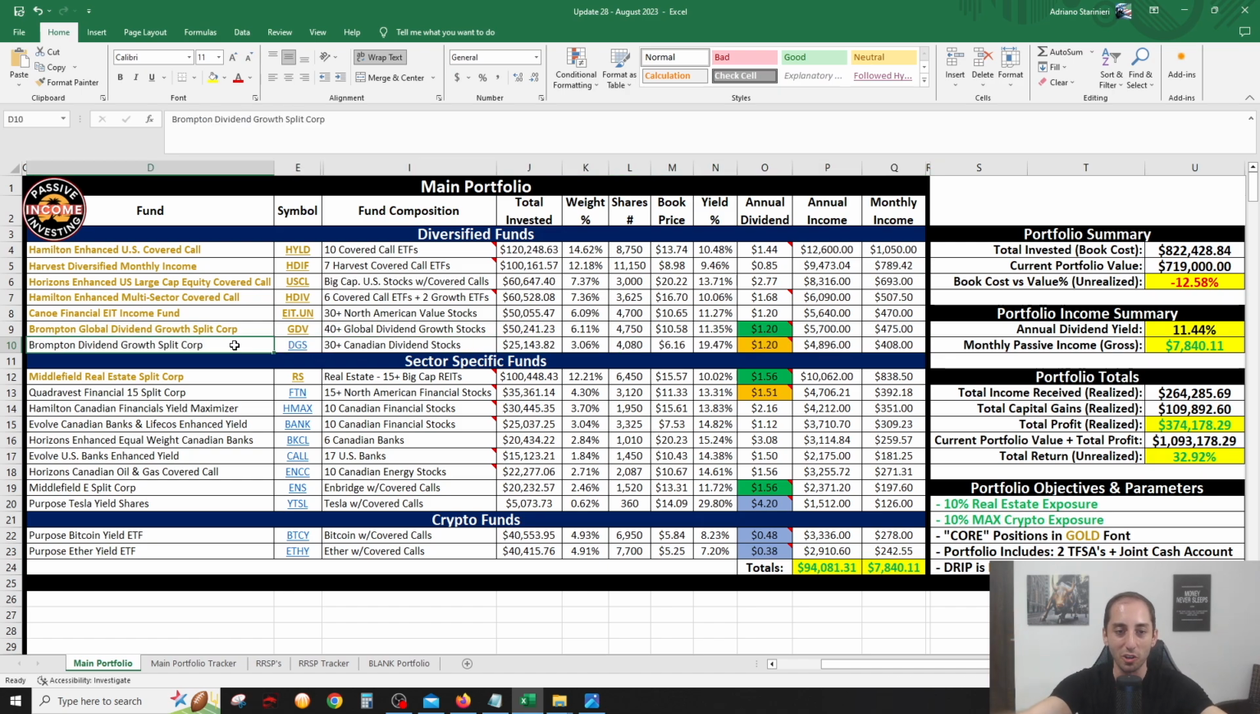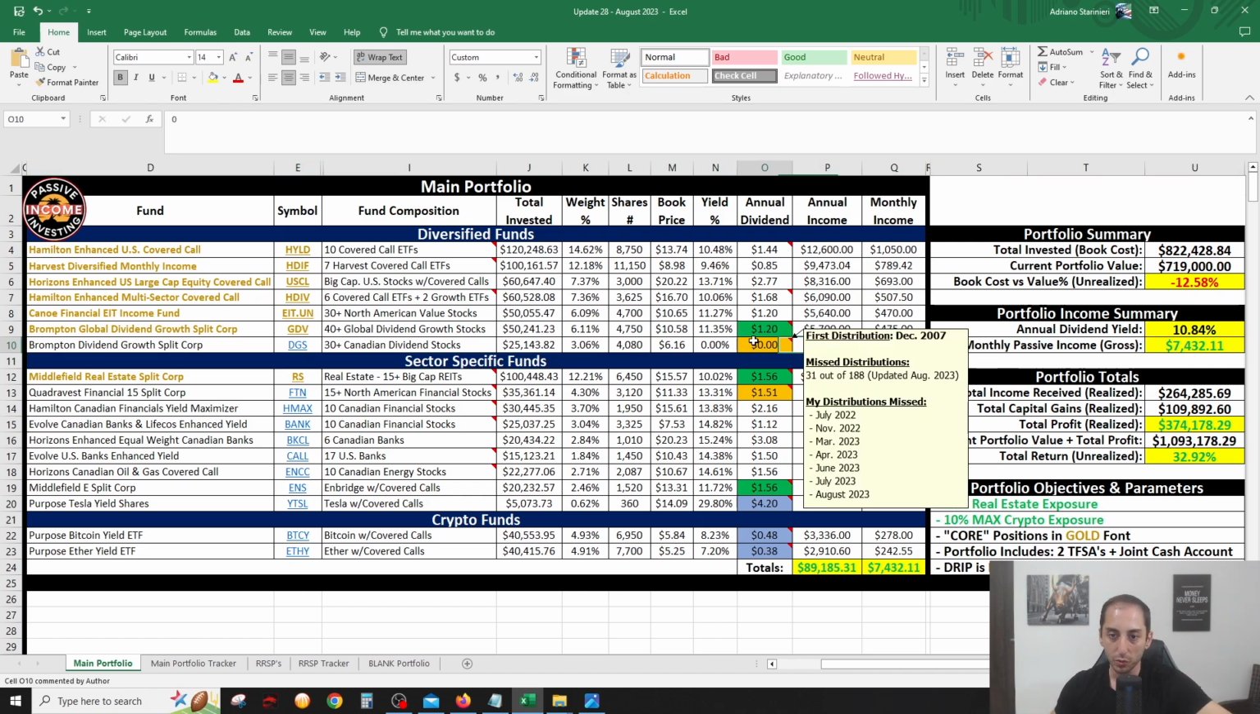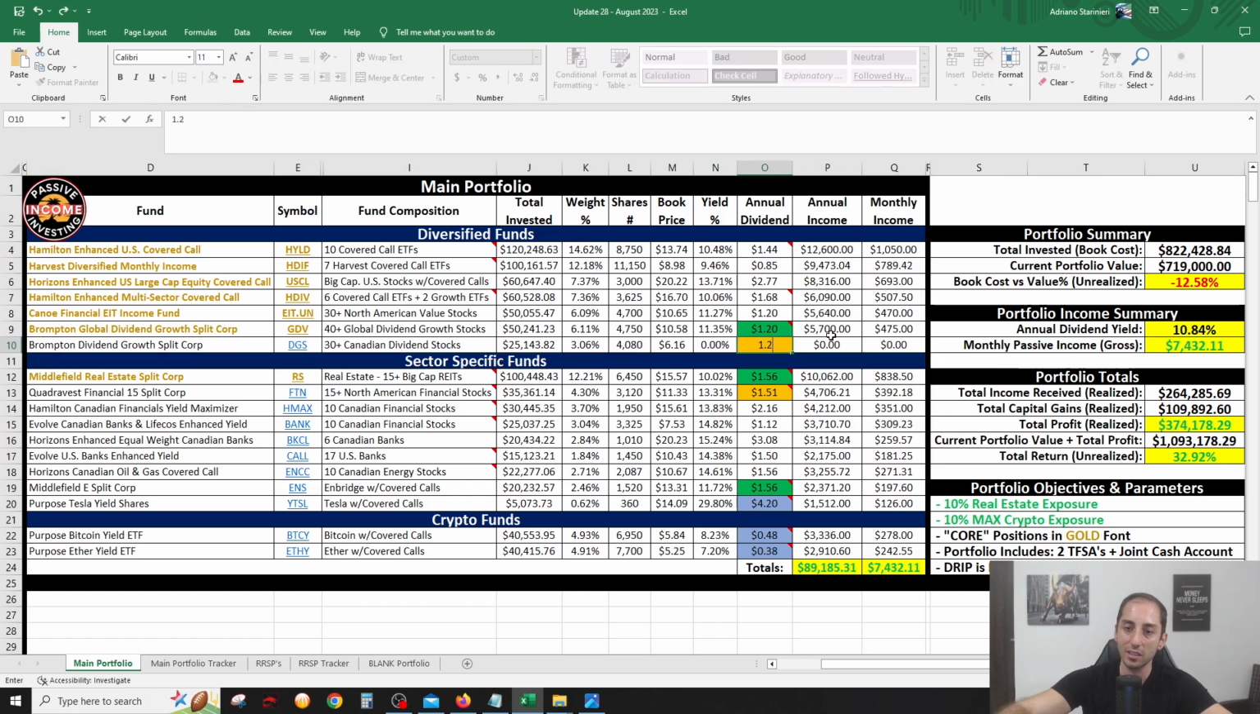Remember, DGS, the overall Canadian market, which includes a lot of the financials, is being put under pressure. And just a disclaimer, this yield and this monthly passive income is if DGS pays. I'm not trying to mislead anyone. So technically, if we put this to zero, my real income for August is 1,074.32 because DGS has not been paying. But hopefully it will soon.